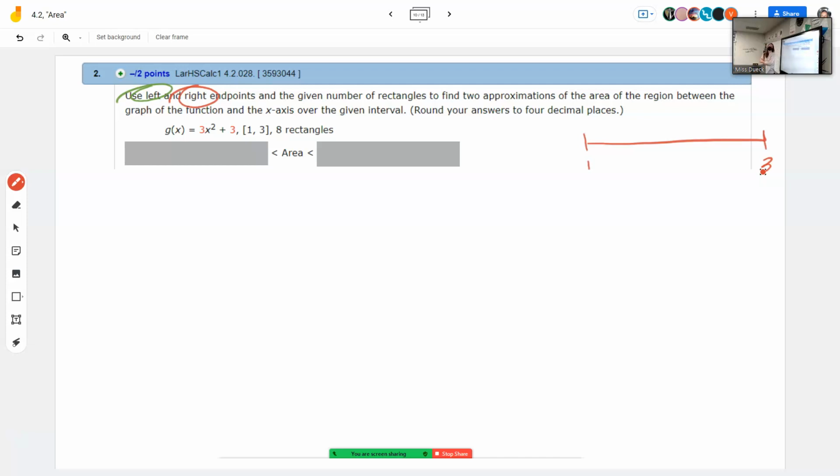P.S. for those of you that are like, I'm good, I'm solid, awesome. Section 4.3 Jamboard is up and in your Google Drive. That's where we're going next.